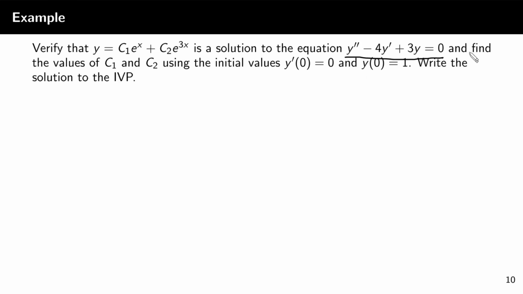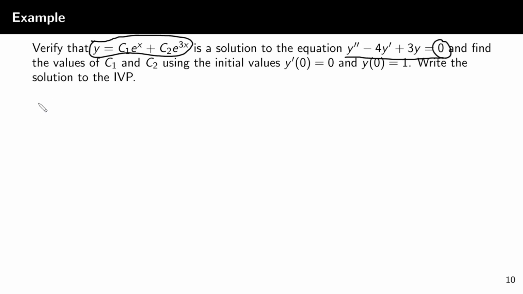So this is our equation. y double prime minus 4y prime plus 3y equals 0. Okay. Now in this case, the solution is already given. We just need to verify that it is indeed a solution. Okay. So again, what do we mean by a solution? It means that when we plug it into our equation, it will become a true statement. So when we plug in y on the left side, the result should also be 0.